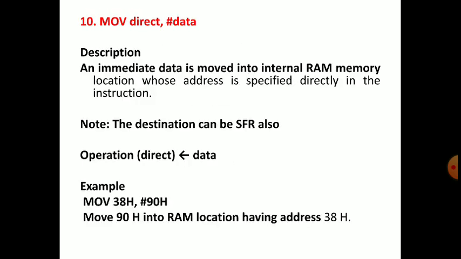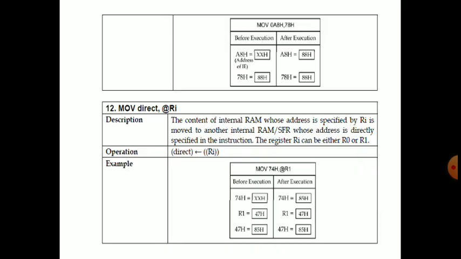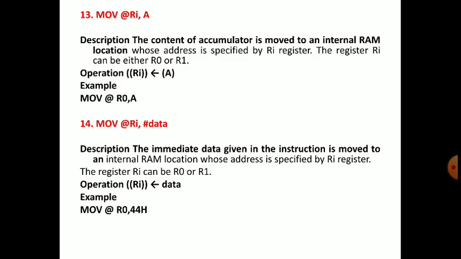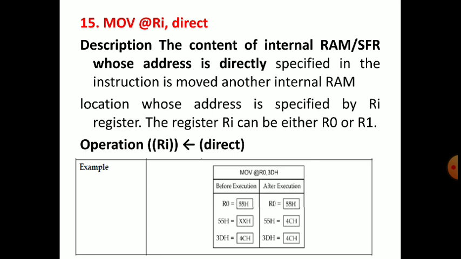And did we find MOV #data,#data? So think about it: is it possible or not? MOV #data,#data, did we encounter such a type of instruction or not? If not, why? MOV direct,@Ri, MOV @Ri,A, and is it possible to have MOV @Ri,@Ri, like that? Such things will come into your mind while writing the code, that is writing the program.